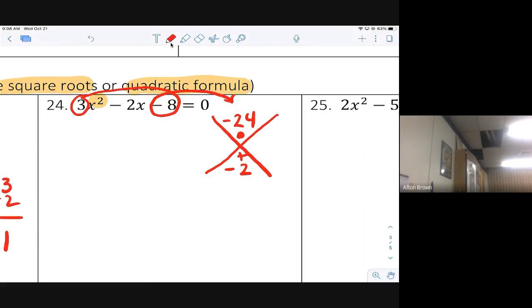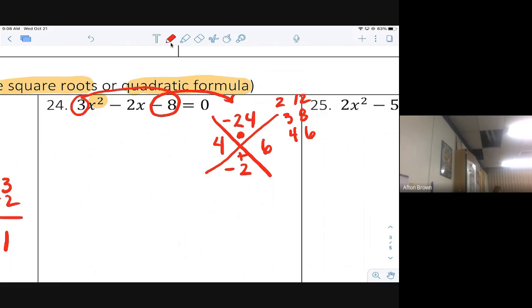All right, I've got 24, the factors of 24: 1 and 24, that's never gonna get anywhere close to adding or subtracting to 2. 2 and 12, 3 and 8, they add to 11, they subtract to 5. 4 and 6, they could add or subtract to 2, so I could try that. So I've got 4 and 6, so some good possibilities.